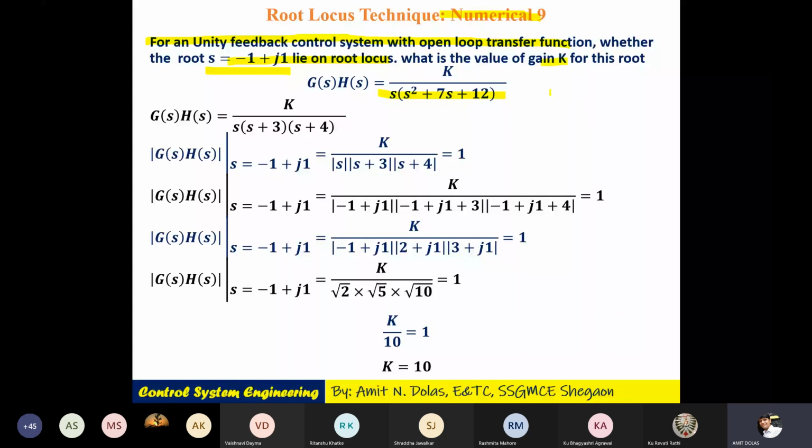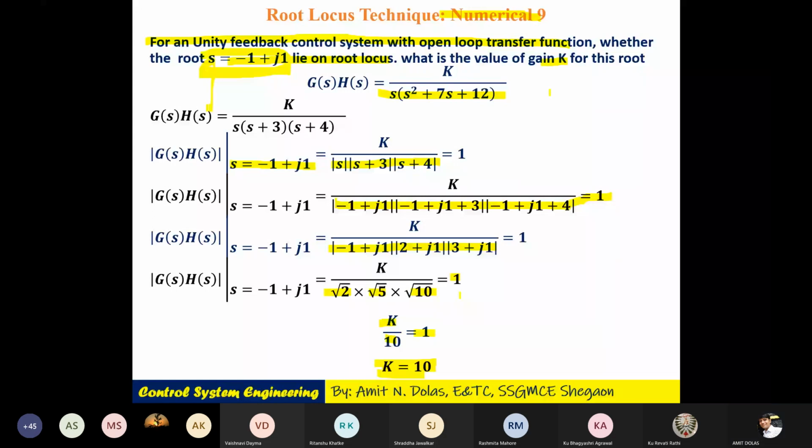So we'll calculate the magnitude of G(s)H(s). We'll put the value of s equal to whatever is given. Here is the value of s, and the magnitude condition is equal to 1. Then we'll calculate the magnitude, and the magnitude is K upon root 2 into root 5 into root 10, which will be equal to 1. Therefore, K by 10 will be equal to 1. Therefore, the K value is equal to 10. So whenever the K value is 10, the value of s will be minus 1 plus 1. I think here we have done with angle and magnitude.